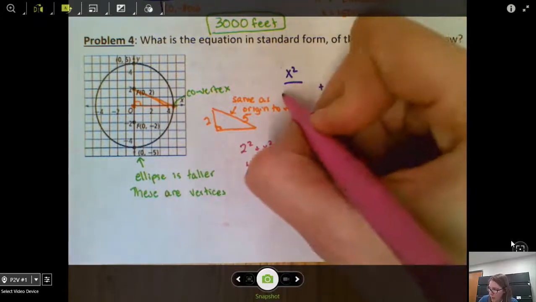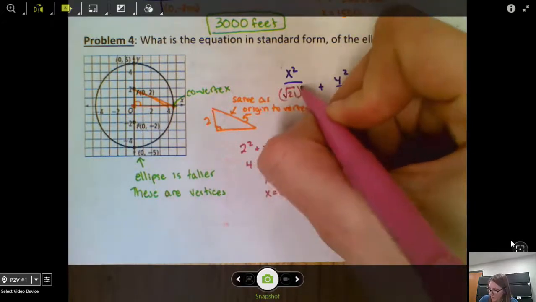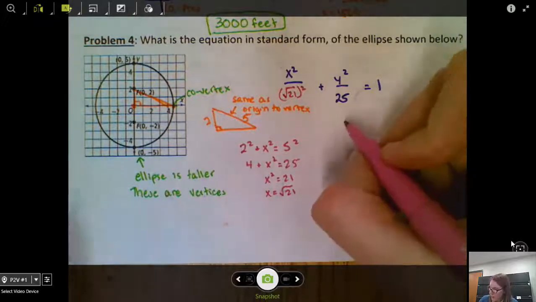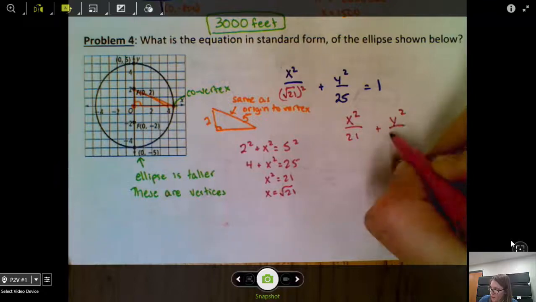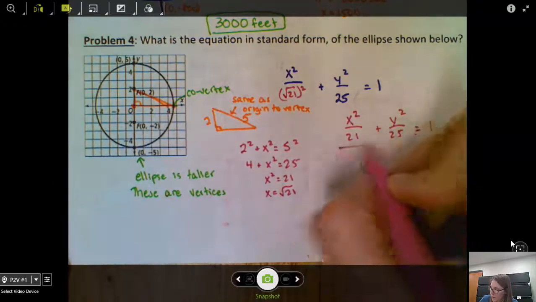In our equation though, x squared over whatever this is where our covertex is squared. The square root of 21 squared is 21. So our final equation is x squared over 21 plus y squared over 25 equals 1, and that's our answer.